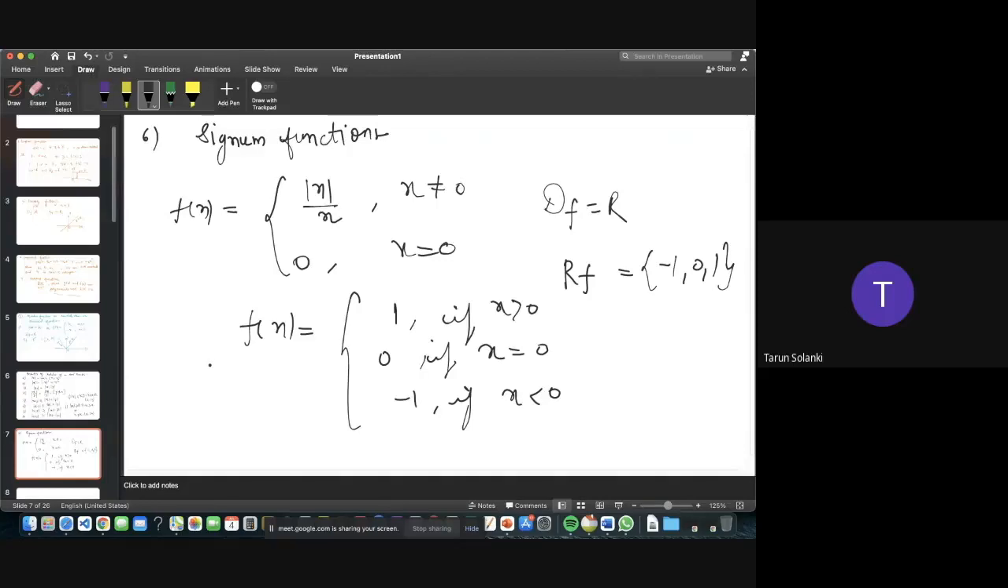So if we draw a graph for this, y is equal to 1 here, and this side it becomes -1, y is equal to -1, right?